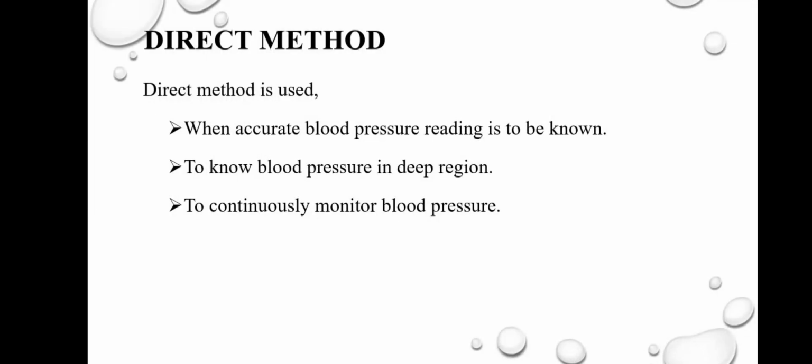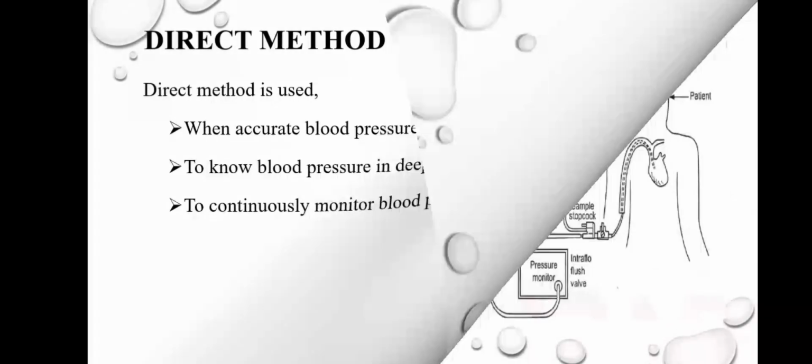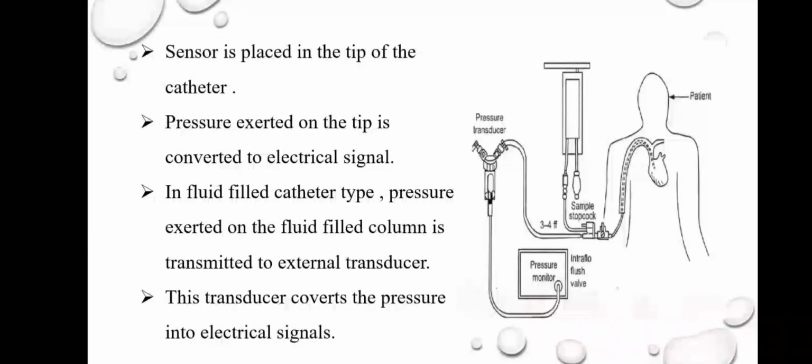Then to share a few words about the direct method. The direct method is used when an accurate blood pressure reading is to be known, to know the blood pressure in a deeper region, and to continuously monitor the blood pressure. In a direct method, a sensor is placed in the tip of the catheter. A catheter is nothing but a hollow tube, usually made up of optical fiber. Pressure exerted on the tip is converted into electrical signals, and those signals are used to reveal the pressure.